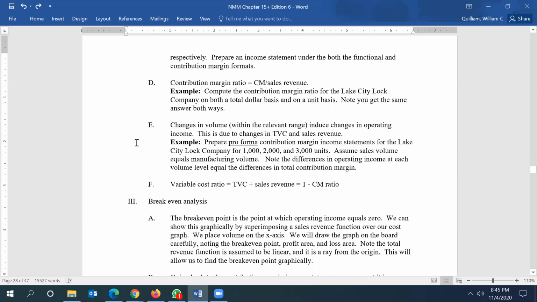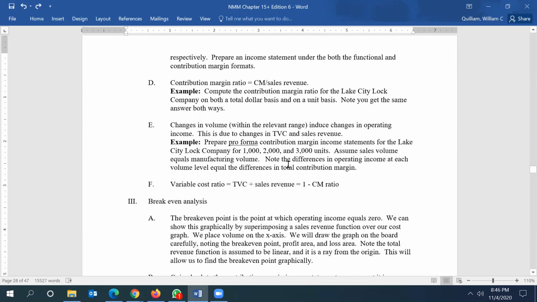Now let me come back to E. Well, changes in volume, at least within the relevant range, induce changes in operating income. And that's due to changes in total variable costs and changes in sales revenue. So in this example, we're going to prepare pro forma, which by the way means as if, it's a Latin term, contribution margin income statements for the Lake City Log Company for 1,000, 2,000, and 3,000 units. So as if we sold 1,000 units, as if we sold 2,000 units, as if we sold 3,000 units.